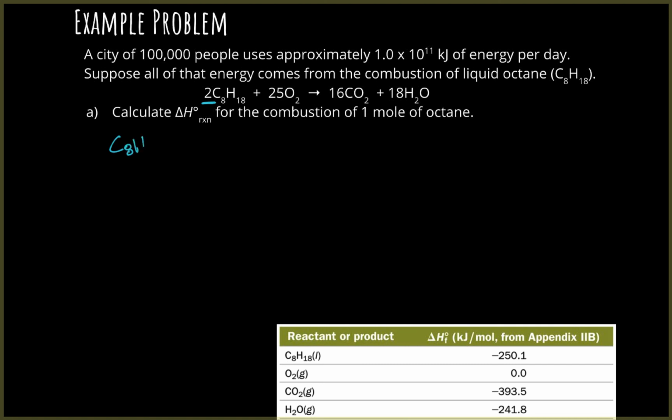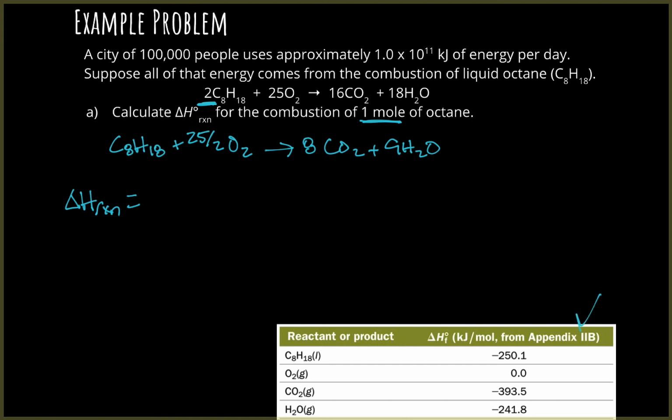So again, the reason I'm doing this is because this is asking per 1 mole, not per 2 moles as written. So I'm going to divide all those coefficients by 2. So that's where these coefficients are coming from. Then I'm going to do the same process that I did before. So to get the heat of reaction, I'm going to take the heat of formation of all the products, multiply by the coefficients, minus the reactants, using the data that they gave me.